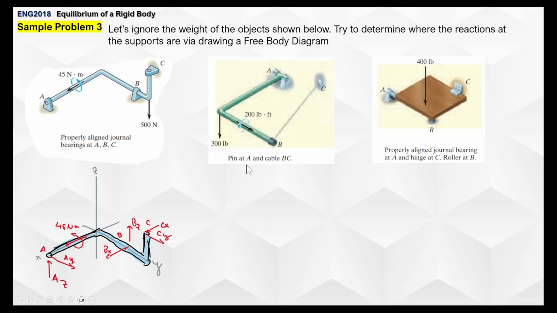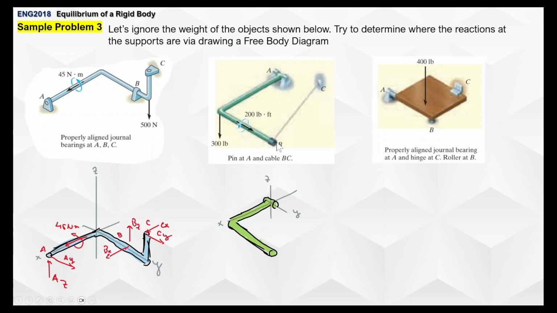So let's try this one naman. So we have here 300-pound force hanging dito. And then 200-pound force feet rotating counterclockwise. And then we have a cable dito. Then pin at A, cable at BC. So again, we draw our XYZ axis. Then we draw our pin. So there we go, just for reference. And then we draw this particular body here, and then we draw our reactions.